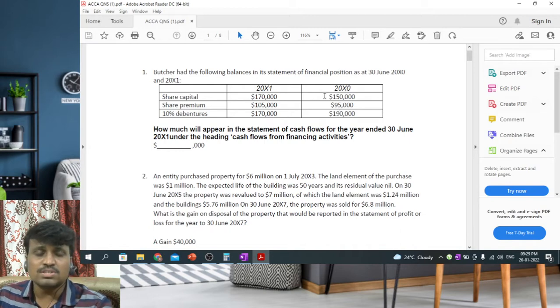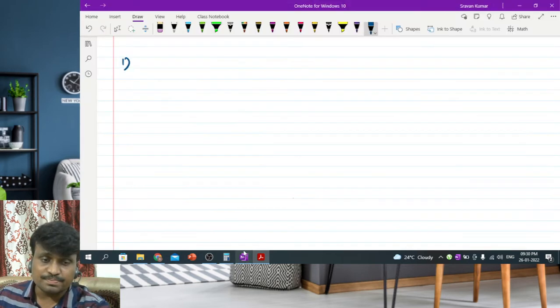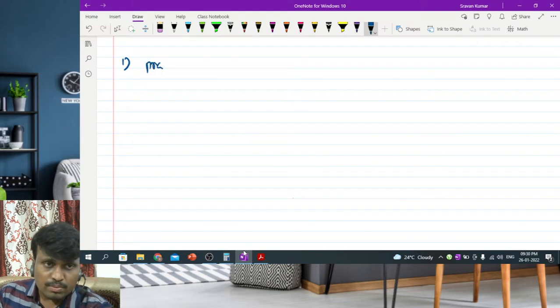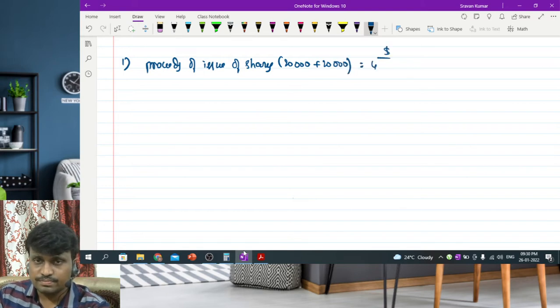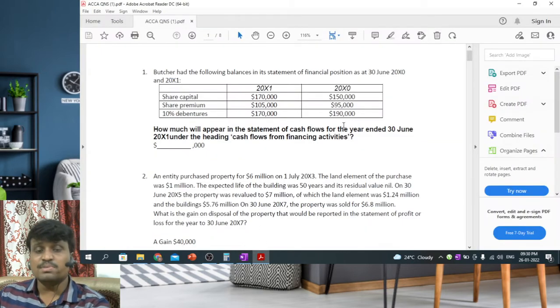Last year $95,000 is there. At the end, current year 1 lakh 5 means 20,000 is there. So what does that mean? The shares may be issued at what premium? 1,000 equal to 40,000. And the 10% debentures in the last year we have 1,90,000 dollar.